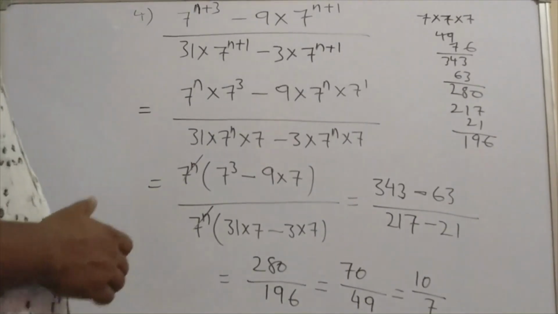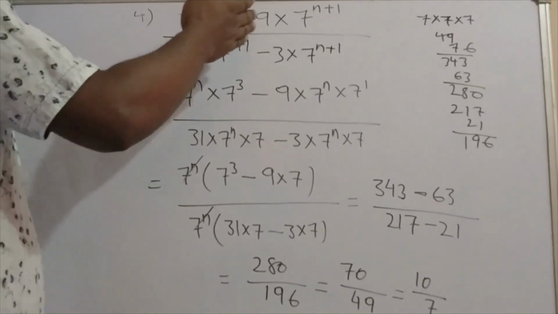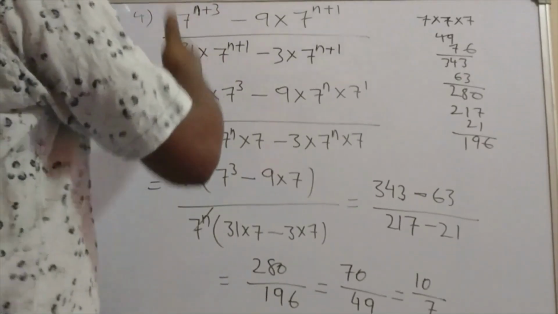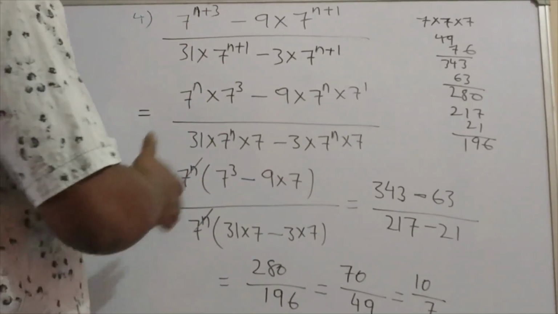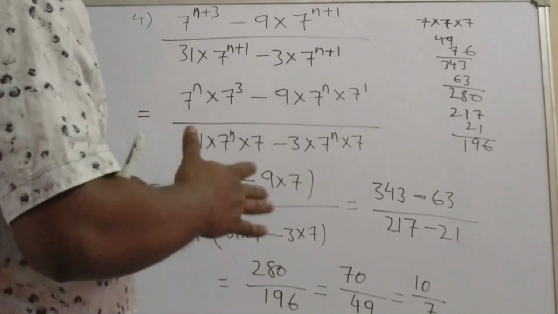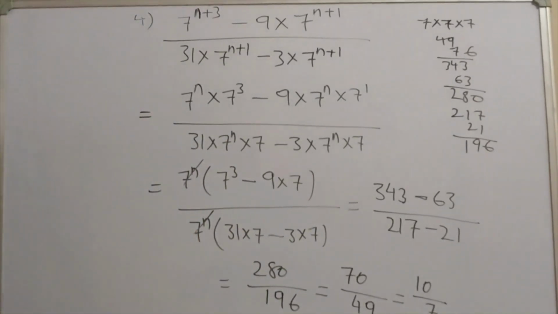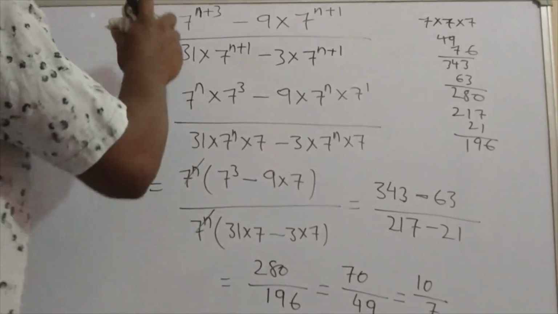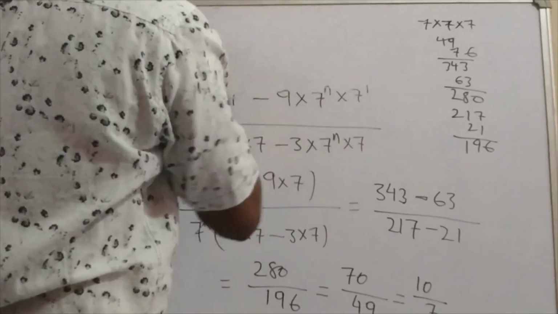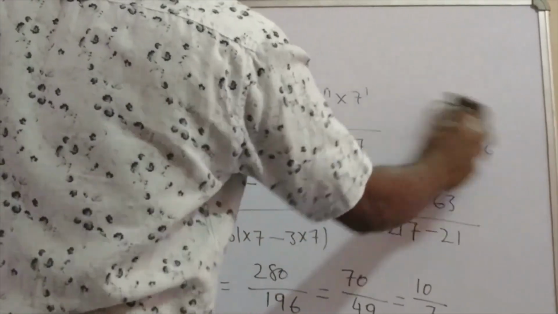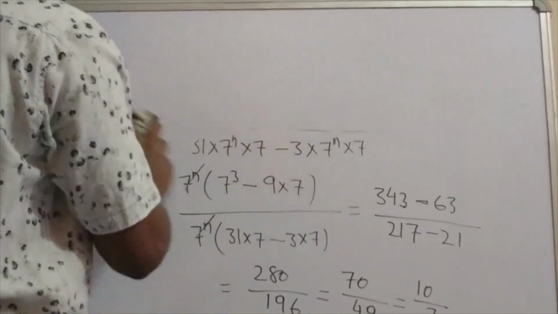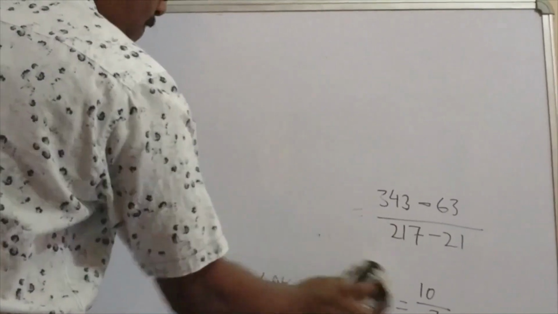So understood? If a variable is given, always try to bring the variable outside in the numerator and denominator so that it will cancel, so we will get the answer. This is one type of problem. Another type I am doing, question number 5. Question number 4 is a bit difficult, so another of the same type I am doing.